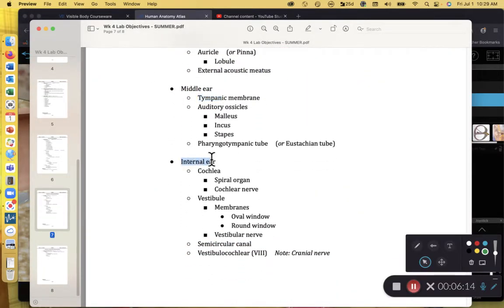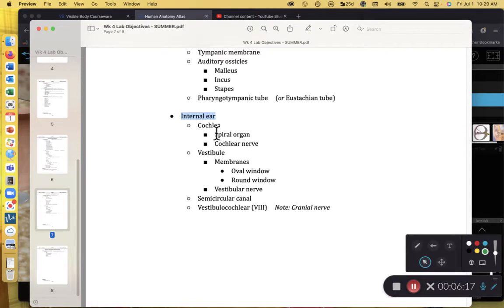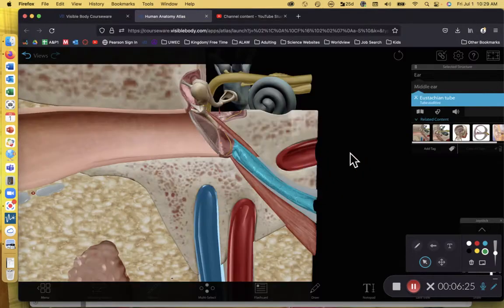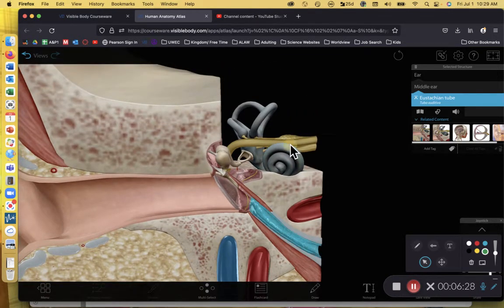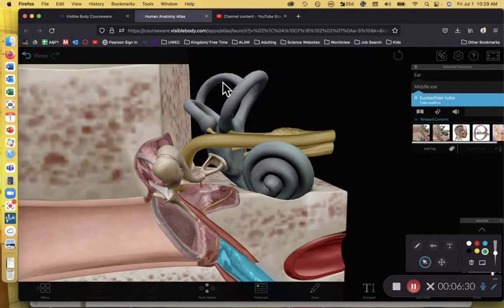Anyways, let's move on to the internal ear. The internal ear is broken up into a cochlea, a vestibule, and semicircular canals. So the three main structures. And we can highlight those structures here. They are shown in kind of a bluish gray or grayish blue.